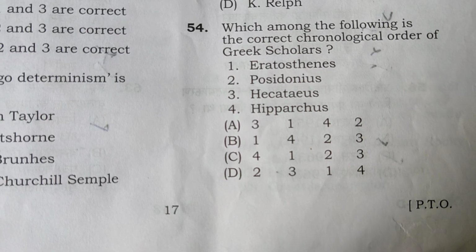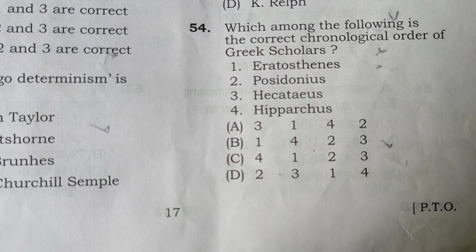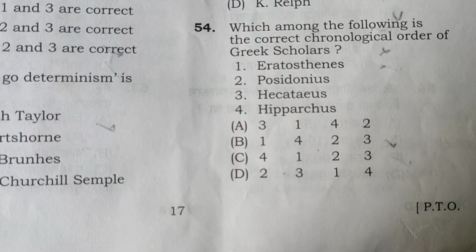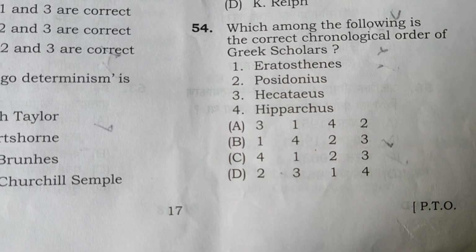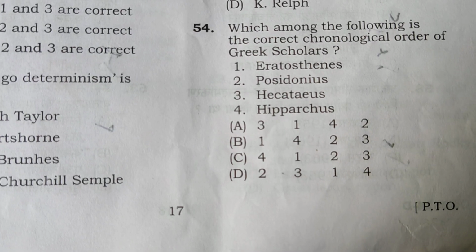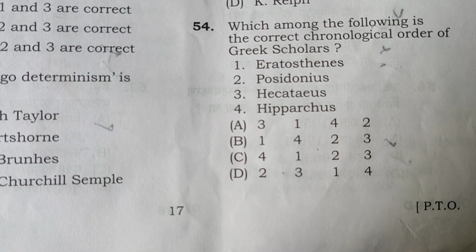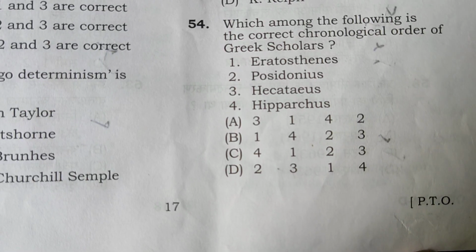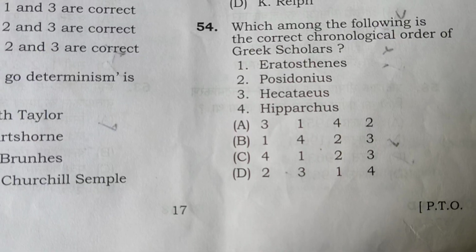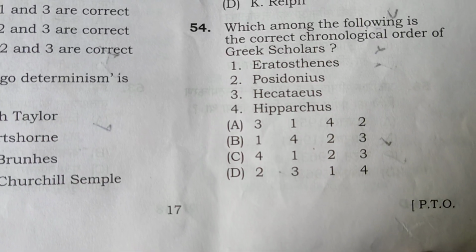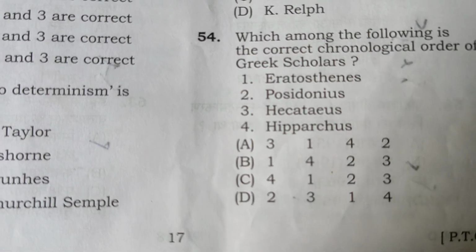Which among the following is the correct chronological order of Greek scholars? First comes Hecataeus. After that Eratosthenes. After that Hipparchus, and after that Posidonius. Therefore, 3, 1, 4, 2 option is correct.